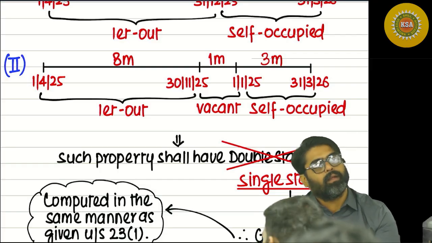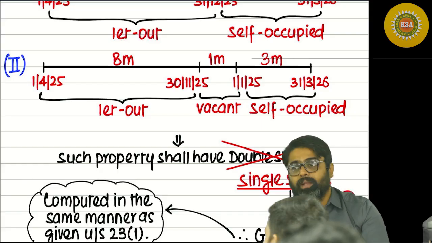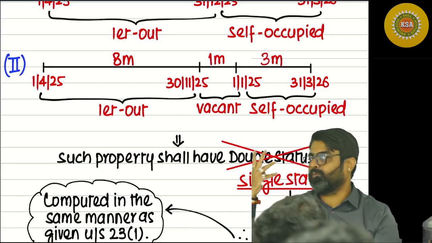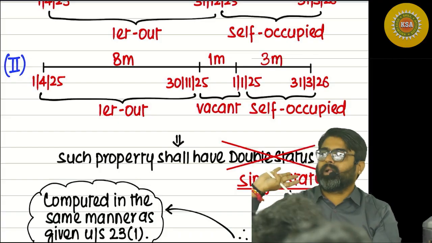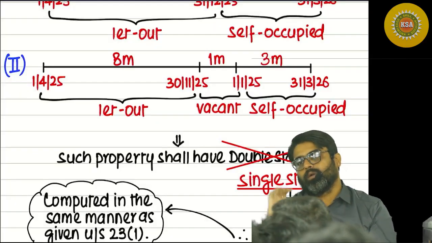So now tell me, in this case, my first question, expected rent for how many months? 12 months. Why? Ownership is for the full year, sir. So expected rent will be for 12 months. Municipal value, fair rent, standard rent for 12 months.